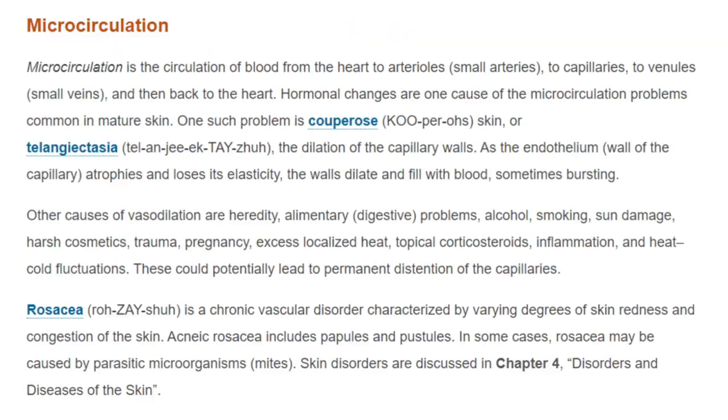Microcirculation. Microcirculation is the circulation of blood from the heart to arterioles, small arteries, to capillaries, to venules, small veins, and then back to the heart. Hormonal changes are one cause of the microcirculation problems common in mature skin. One such problem is couperose skin, or telangiectasia, the dilation of the capillary walls. As the endothelium wall of the capillary atrophies and loses its elasticity, the walls dilate and fill with blood, sometimes bursting.